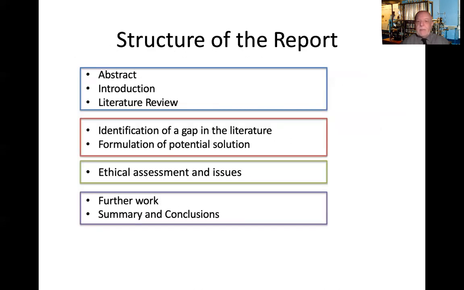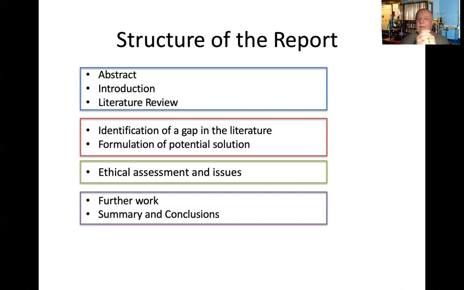Okay, so let's look at these sections. I think we could divide the structure of the report up into 4 sections. So there's the abstract, introduction, literature review. That's all the background. That's the background information to get the reader in the right place.